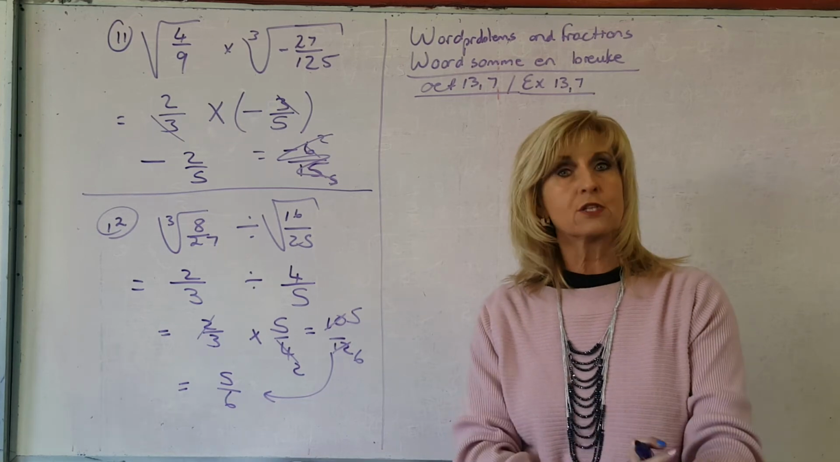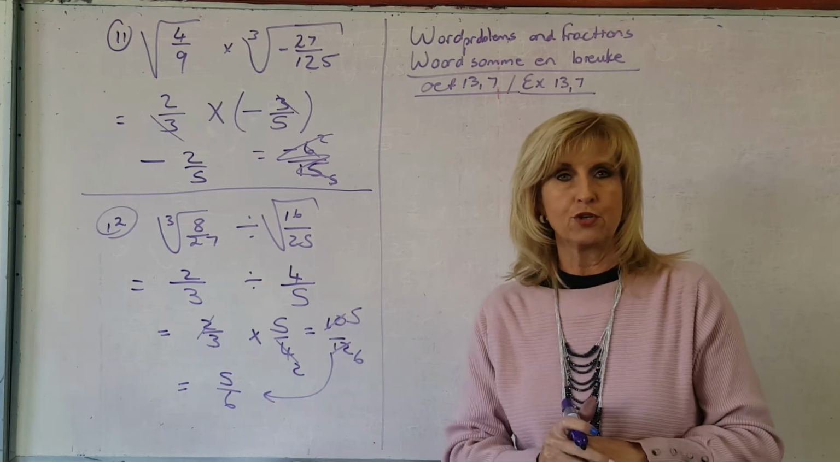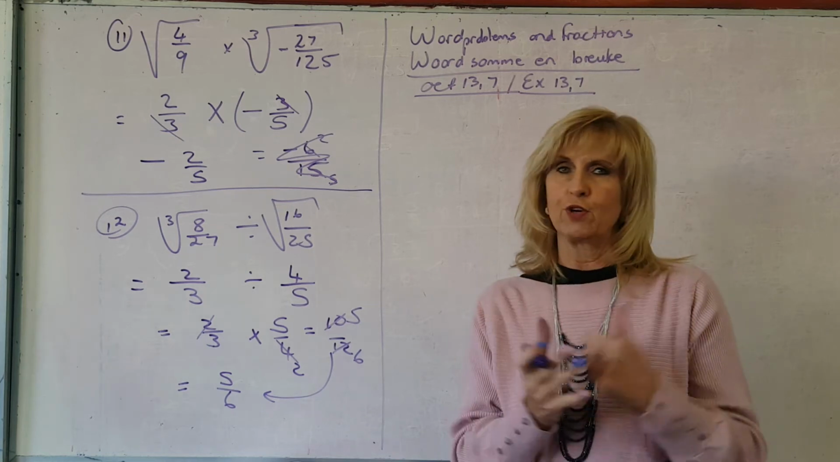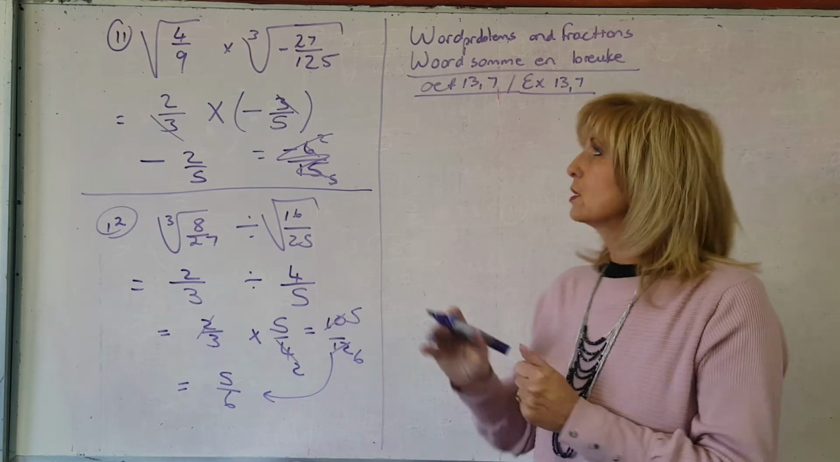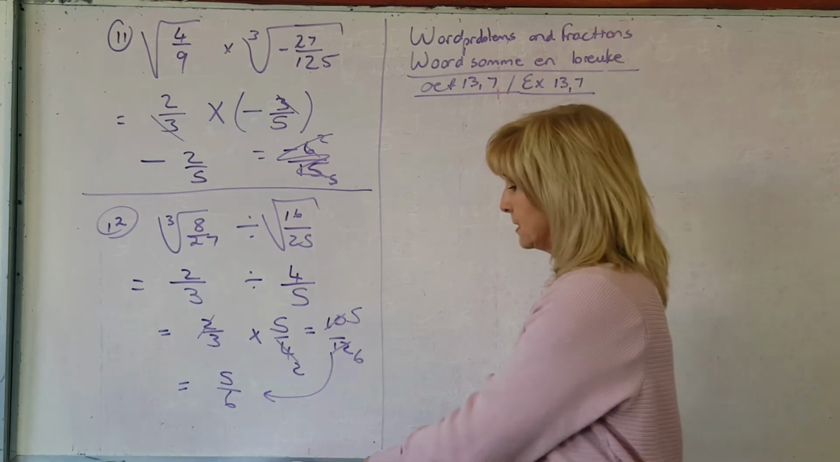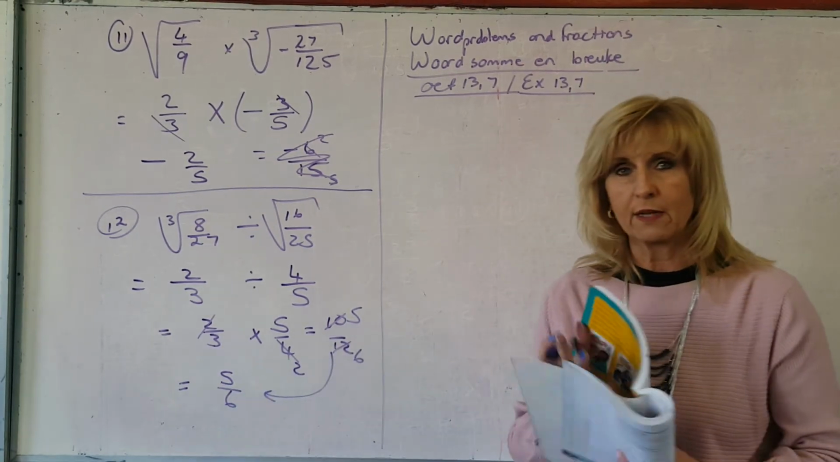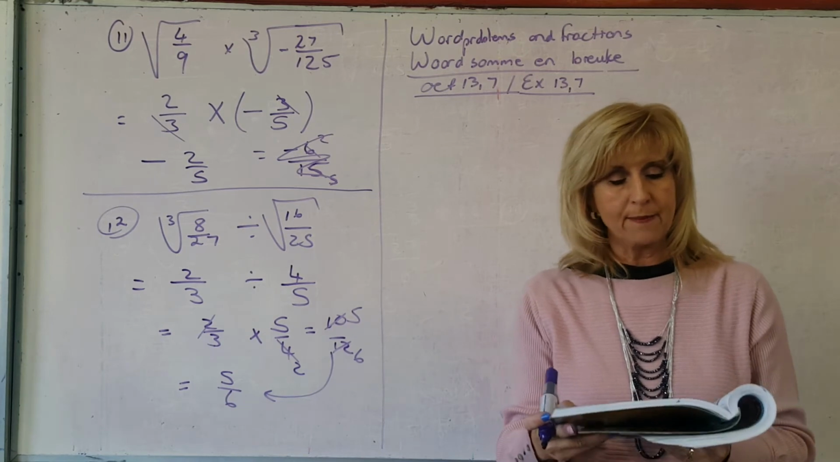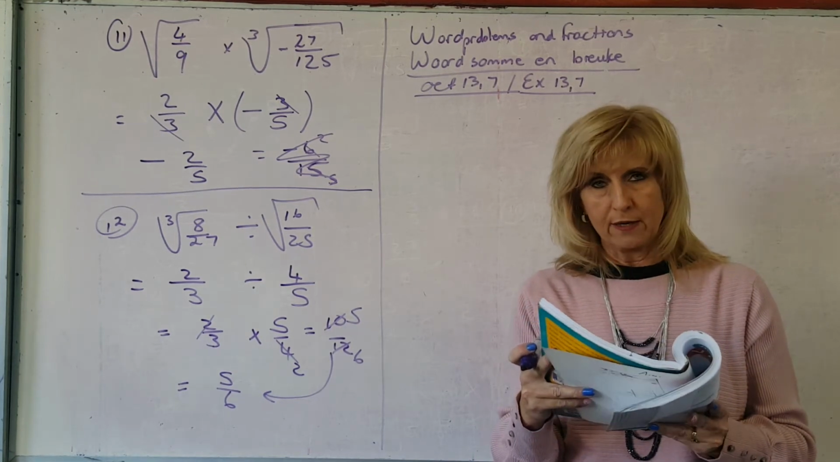But I'm doing that so that we can just get a little bit of exposure to that. Jy moet hom nou en dan net 'n woordsommetjie kan sien. En die woordsomme gaan oor breuke. It's about fractions. So exercise 13.7, dis hoofstuk oefening 13.7 sê, Tabo het R500.